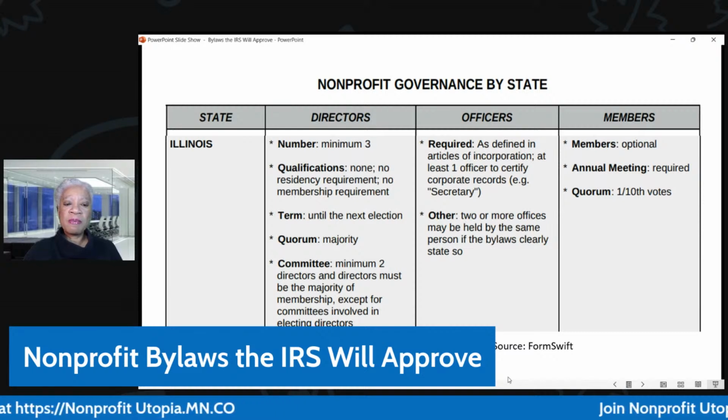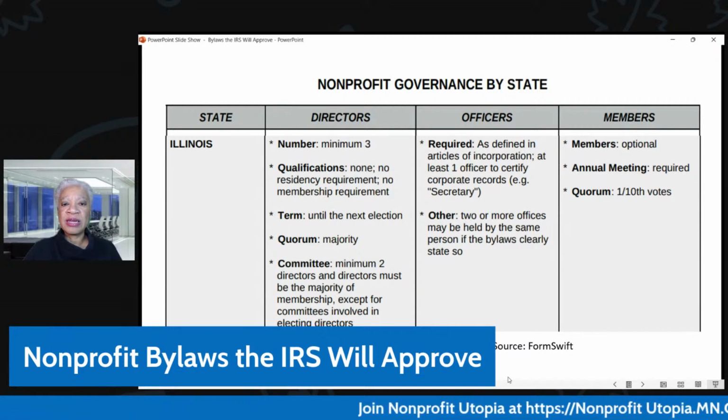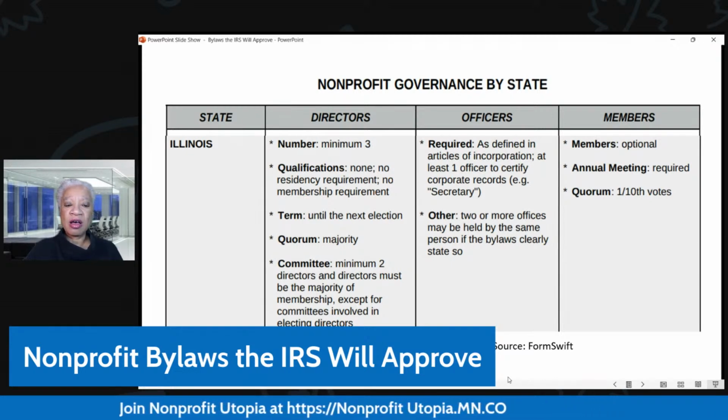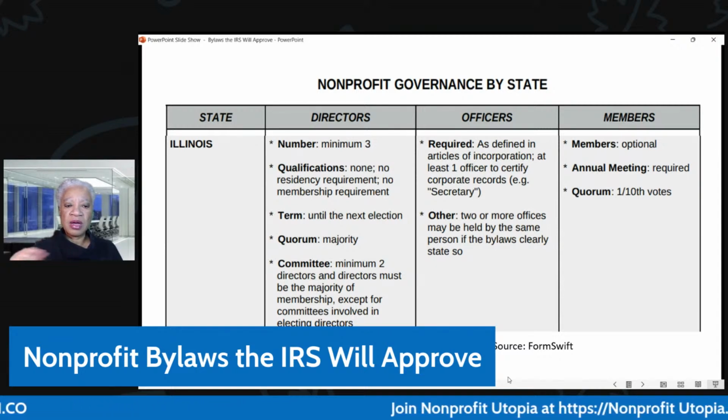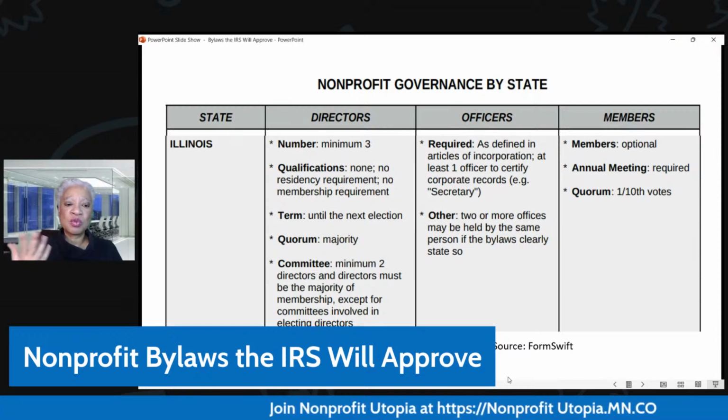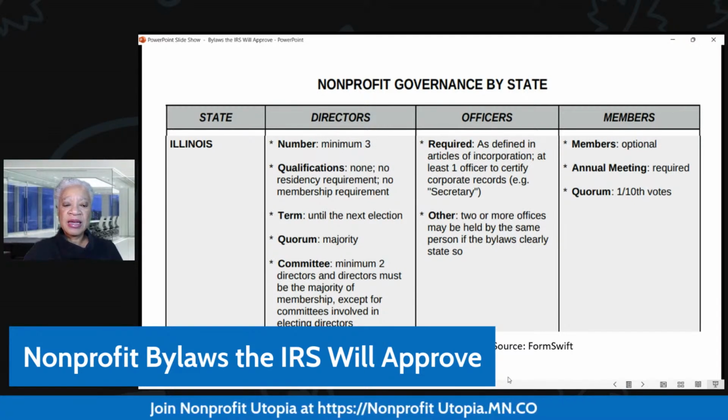A quorum by law in the state of Illinois is the majority of people present. So your quorum in your bylaws in the state of Illinois has to be at least half of your board members plus one to make a majority.